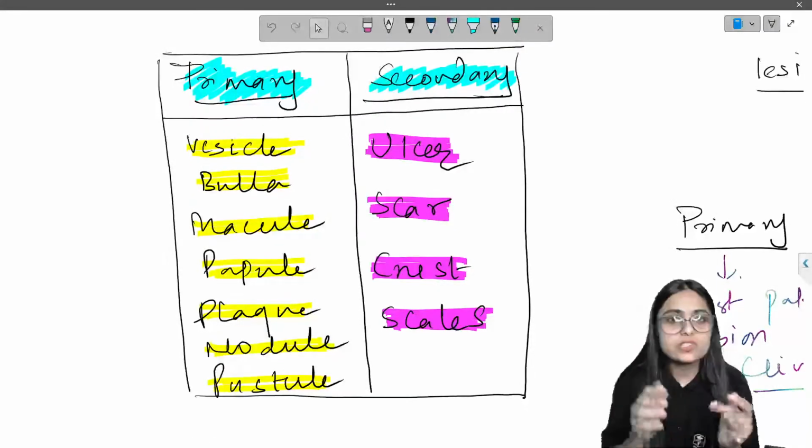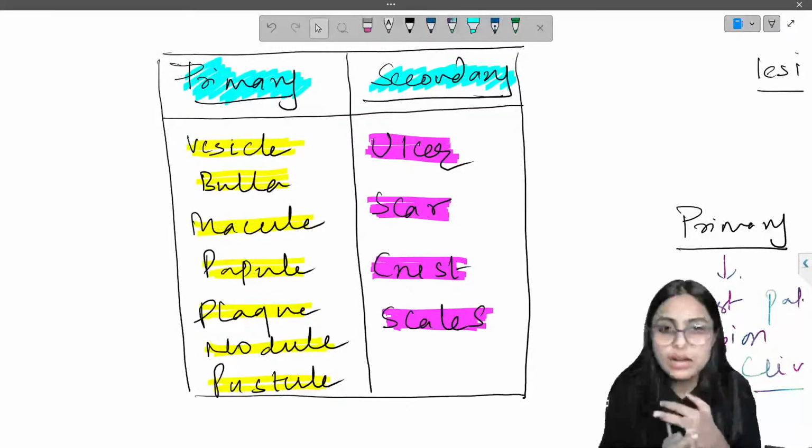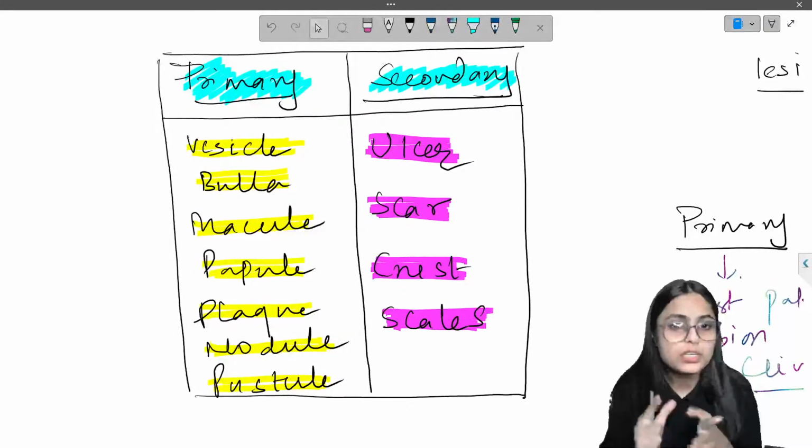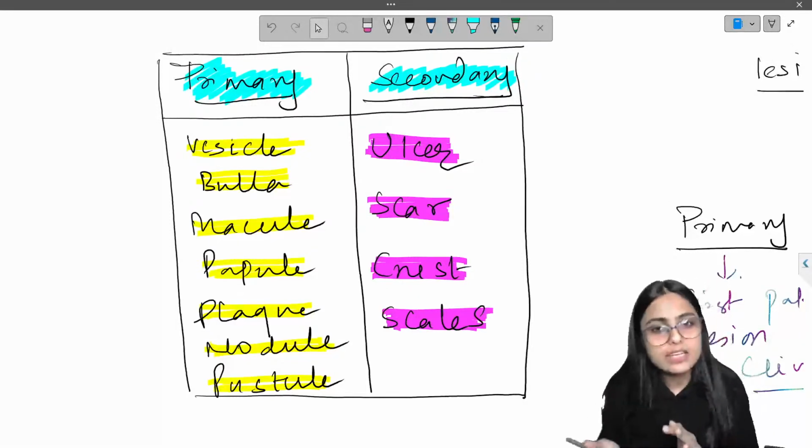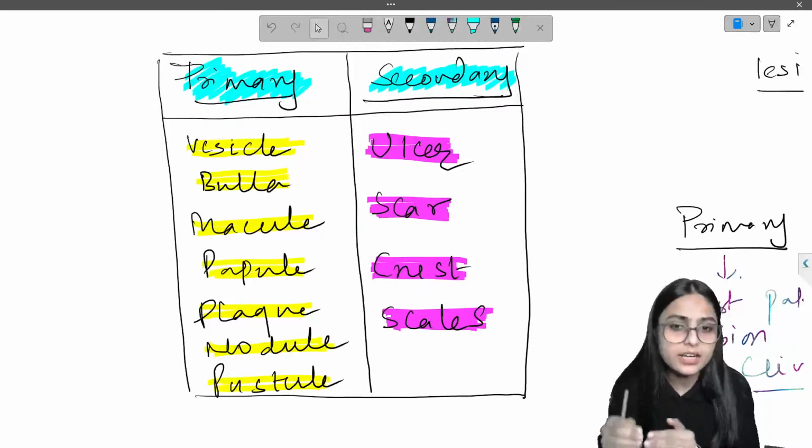Primary lesions start from vesicle, bulla, macule, papule, plaque, nodule, pustule. And what are secondary lesions? Ulcer, scar, crust, scales.